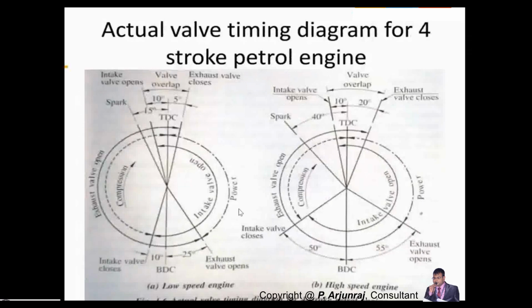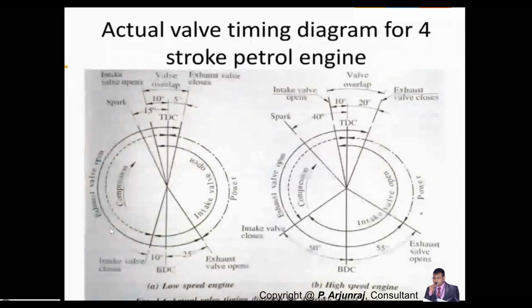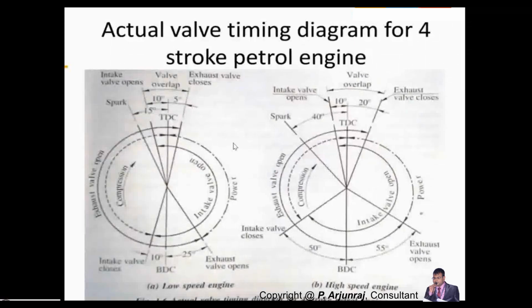Again, the exhaust stroke is the last stroke where the exhaust valve opens. If the exhaust valve is not going to open, the exhaust gas will not go out. So you need to ensure that the exhaust valve opens, and you see it opens 25 degree before bottom dead center. When it is completing, the valve is going to get closed 5 degree after top dead center. So the cycle gets repeated.